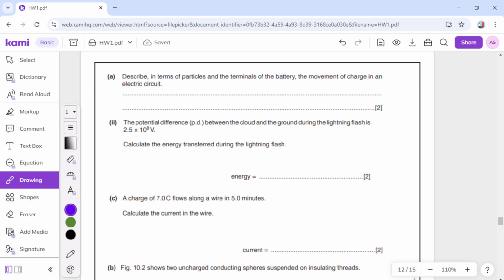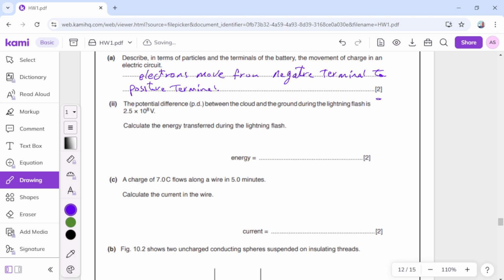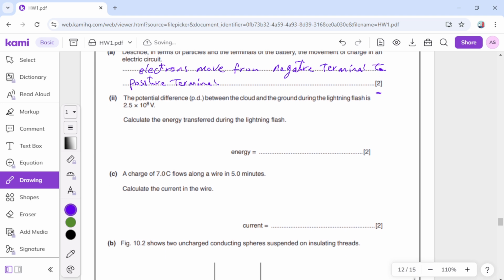Describe in terms of particles and the terminals of the battery the movement of a charge in an electric circuit. Okay, now what particle moves? Electrons move from negative terminal to positive terminal. Okay, the potential difference PD, he gave you this voltage.